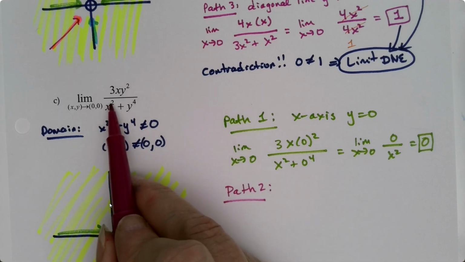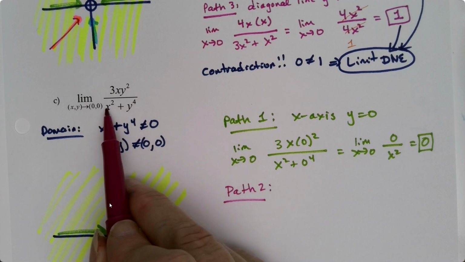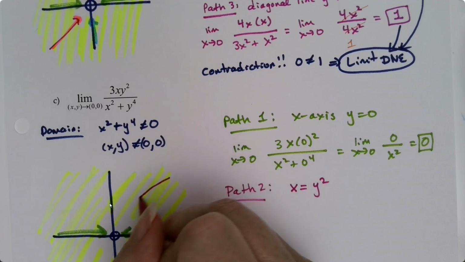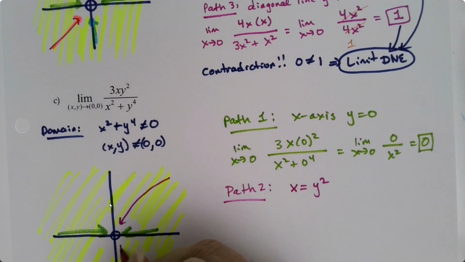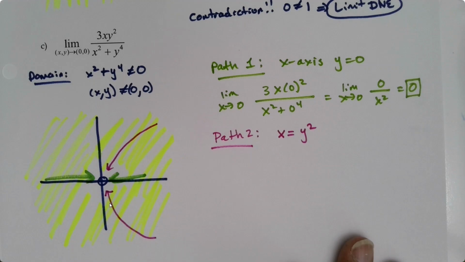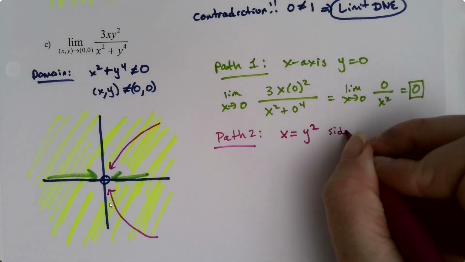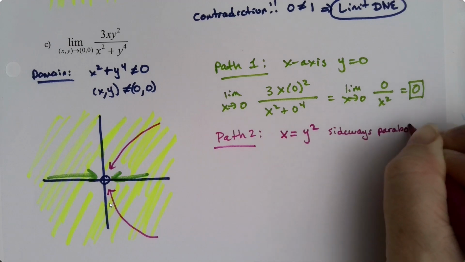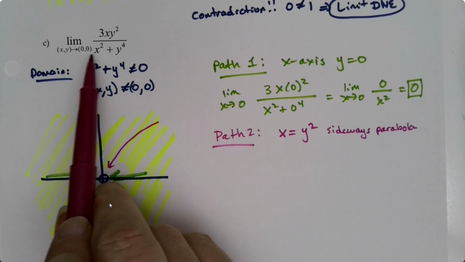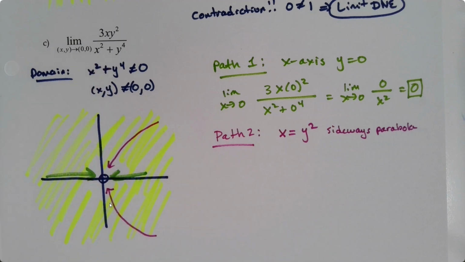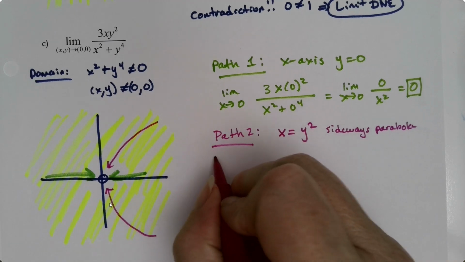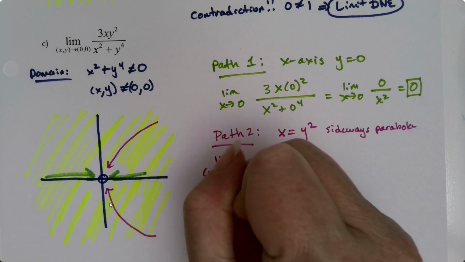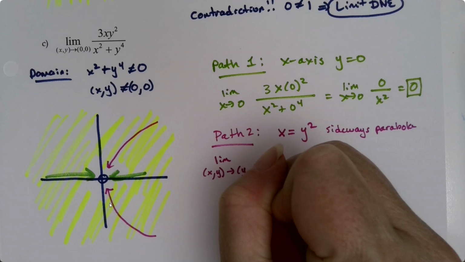I notice that I've got an x squared and a y to the 4th here, and I think to myself, well, what if I tried x equals y squared, which is a parabola that's sideways, right? So this is a sideways parabola. And I'm doing it because I can tell it's going to make my denominator work out nicer, which I would like, right? So this is the limit, and I'm going to write both of them in because I'm not eliminating right off the bat. Well, I will, but give me a second.